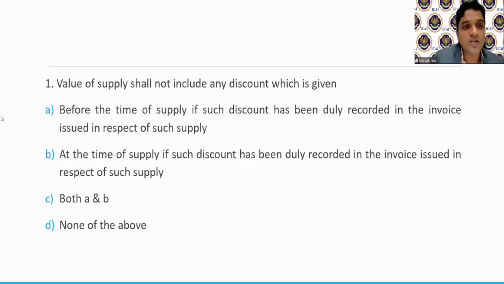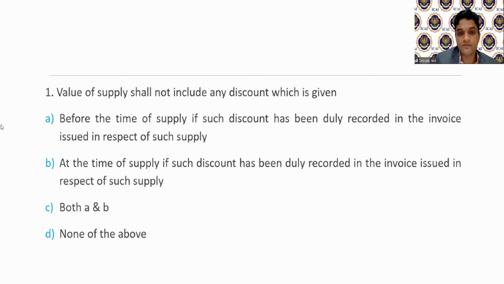Now, some more MCQs, very simple ones. We'll run this quickly. Value of supply shall not include any discount which is given when: before, at, both, or none. Priyanka, you're saying 5A. Please be careful.